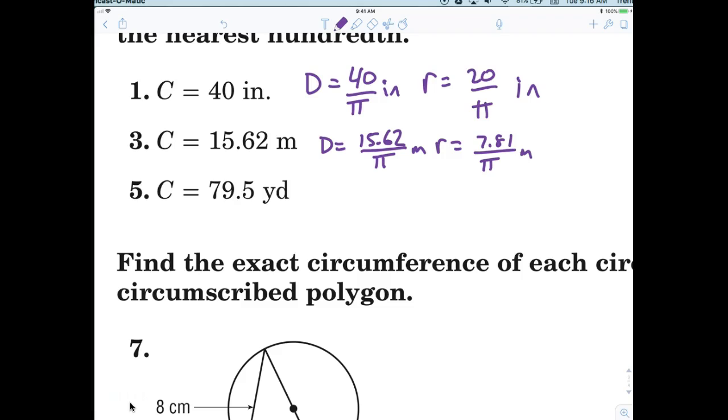So for question number 5, the diameter would be 79.5 divided by pi, and of course that would be measured in yards. And the radius would be 39.75 divided by pi yards. Yeah, first section is always super easy, super basic. All right.